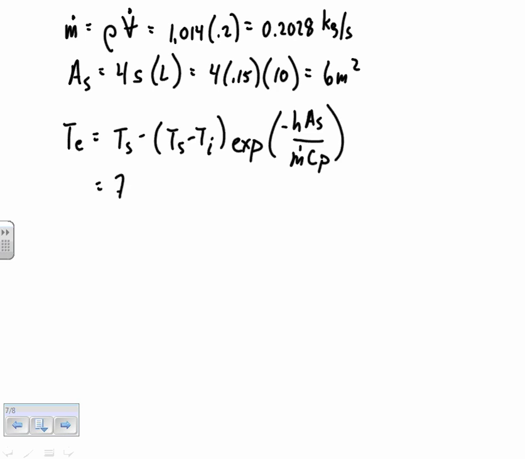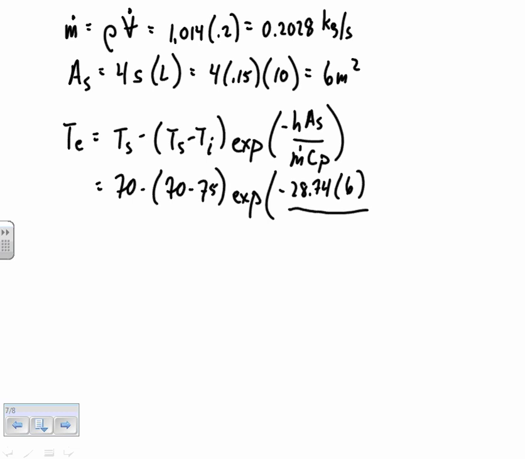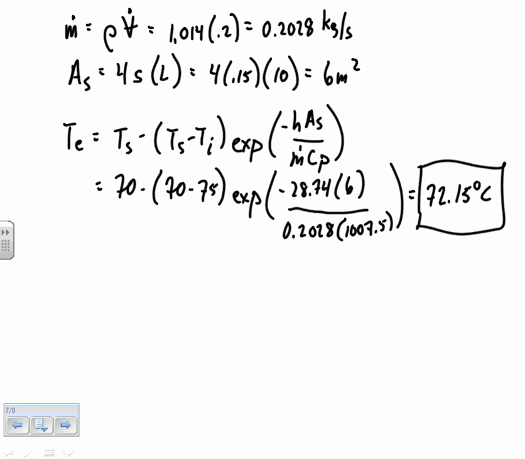This is just equal to 70 minus 75 times the exponential of negative H I solved for, that was 28.74. The surface area I just got, that was 6 meters squared, divided by m dot, 0.2028 times Cp, 1007.5. Okay. Now I can punch that through, and I get an exit temperature of 72.15 degrees C. Okay, so that's my exit temperature.